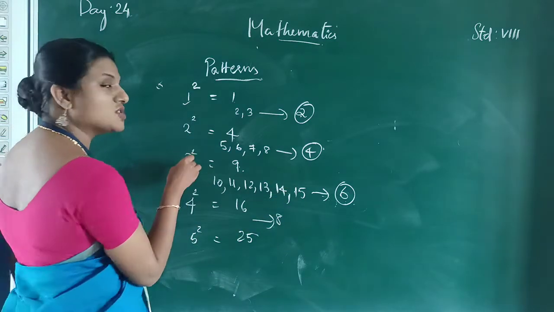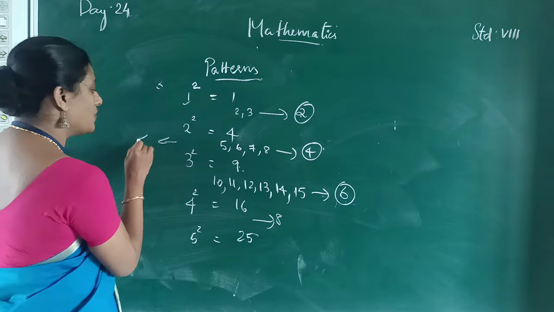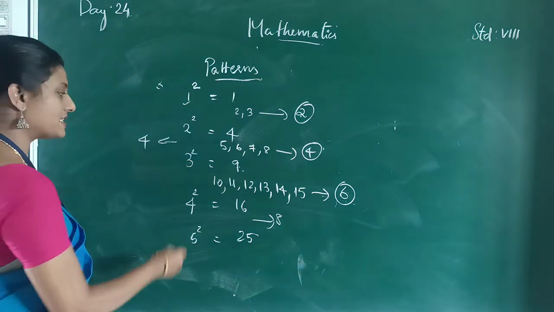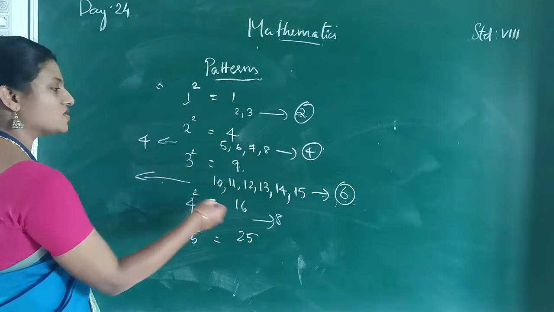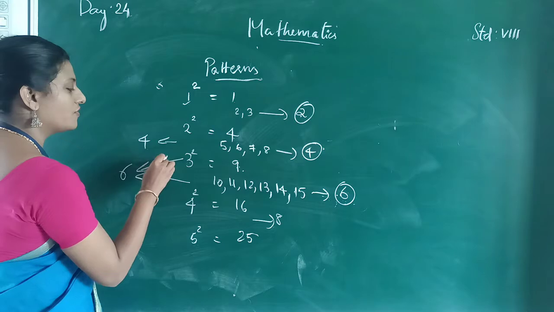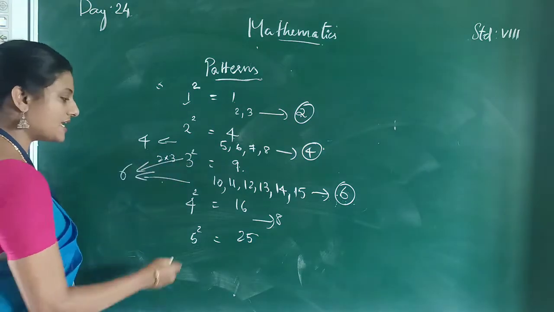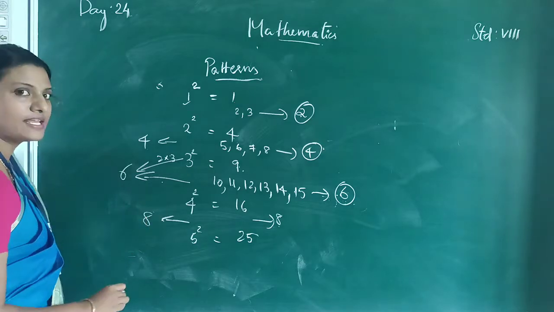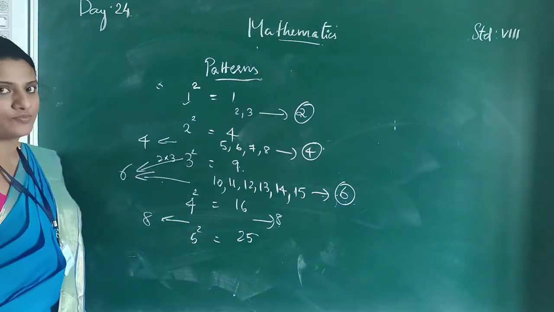Next, between 2 square and 3 square, how many numbers are there? 4, means double of 2. Next, between 3 square and 4 square, how many numbers were there? 6. That means double of the first number. Next, between 4 square and 5 square, how many numbers were there? 8. That means the double of 4.